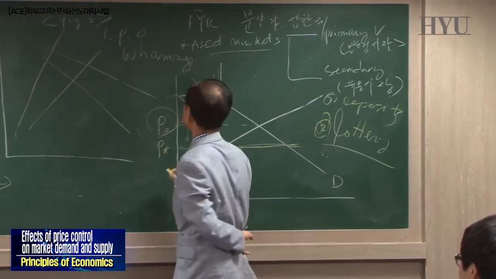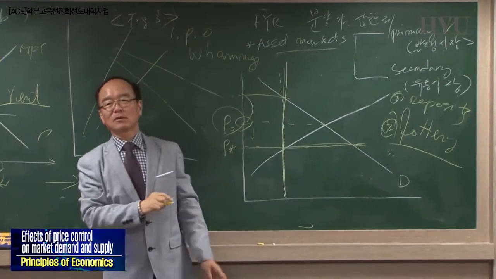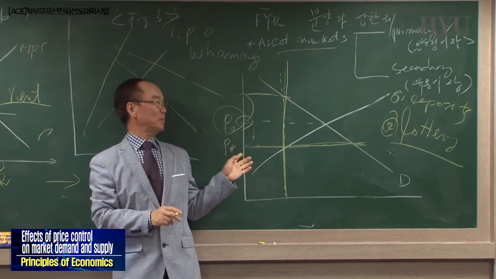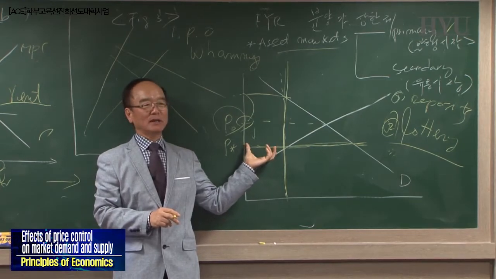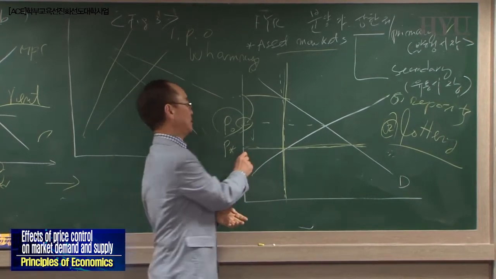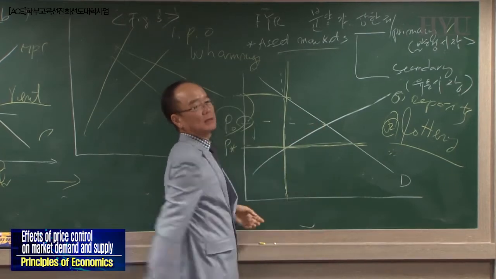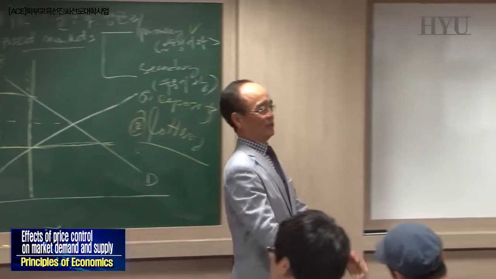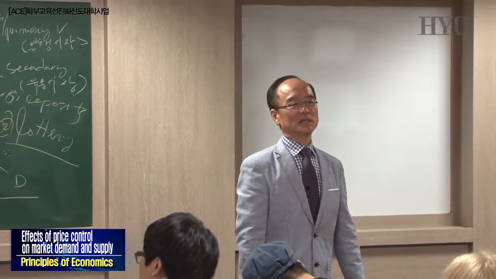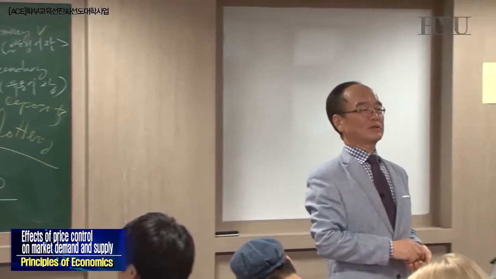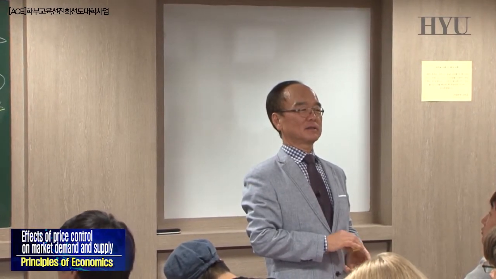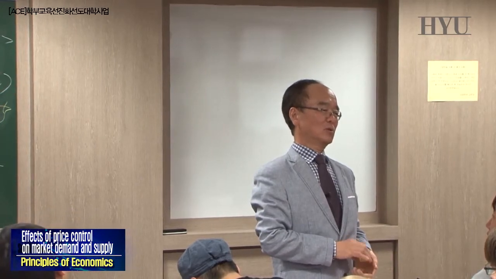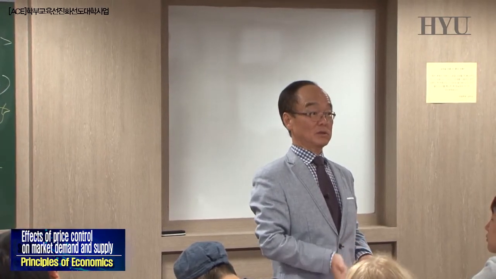One more time. Left to the market alone, the price will be set here, right? Then, to give benefits to the new buyers, there is a price ceiling here. But in the secondary market, the price is set even higher than the equilibrium situation. So in this scenario, who wins the most and who loses the most? Rich people win the most, poor people lose the most. That's exactly what happened.